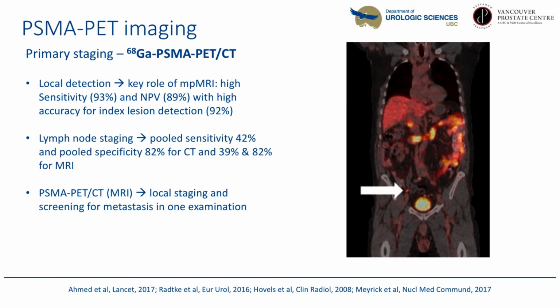However, if we then go to lymph node staging, conventional imaging shows a pooled sensitivity of 42% for CT and of 39% for MRI. So the hope here for PSMA PET CT MRI is that you may get all of that, a local staging and a screening for metastasis in one examination.